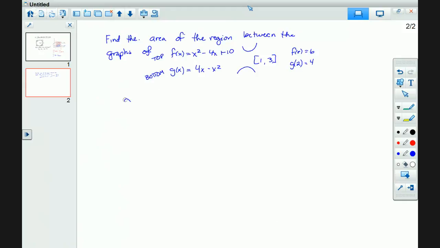So set your integral up. You don't have to separate them. On the previous page, I separated it. You do not have to separate it. So f of x minus g of x, right? Top minus bottom.